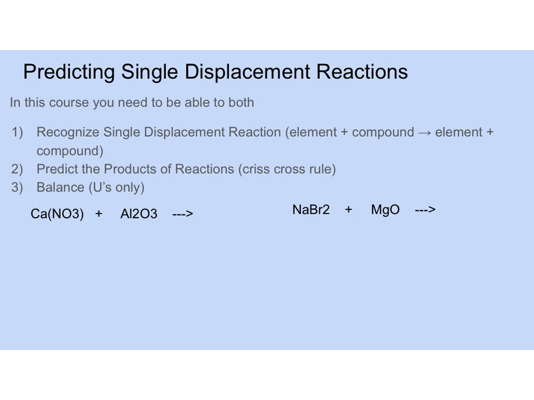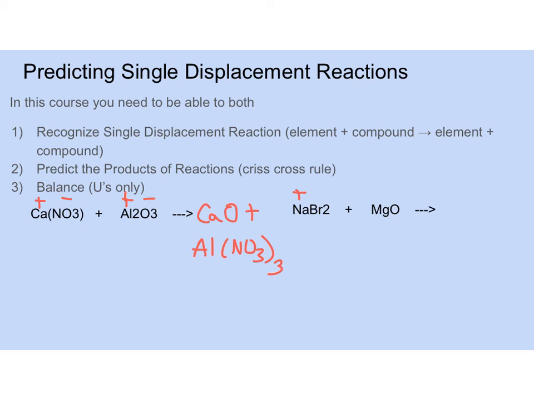So we've got CaNO3, positive, negative. Aluminum's going to be my positive. Oxygen's going to be my negative. Okay. So what's going to happen here is the aluminum and calcium are going to switch. So calcium is now going to bond with oxygen. So when calcium bonds with oxygen, I use my crisscross rule and I get CaO. And then when aluminum bonds with nitrogen, I'm going to get AlNO3, 2 to 3. Right? And that's just using the crisscross rule.